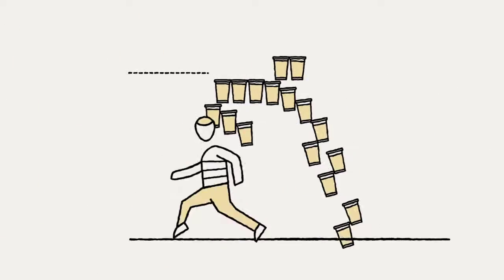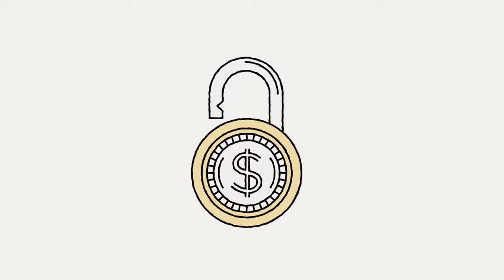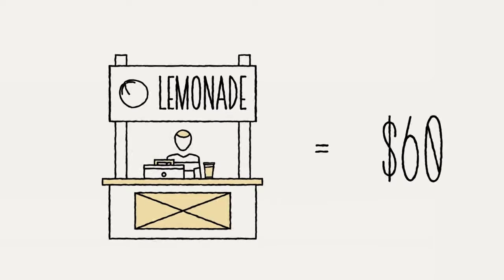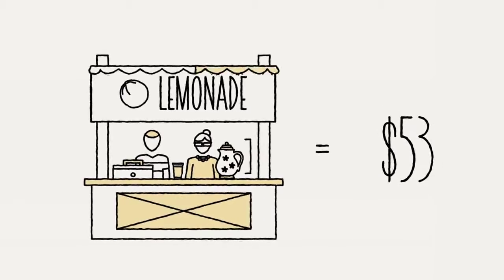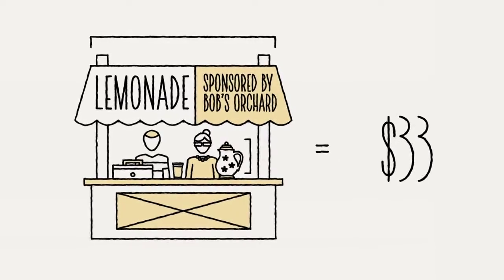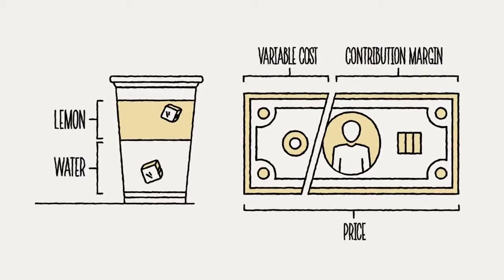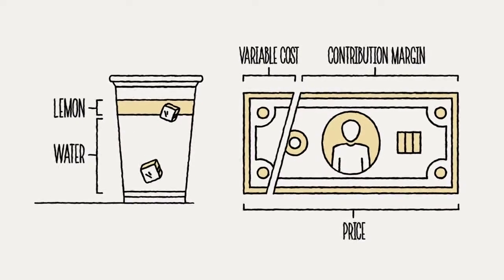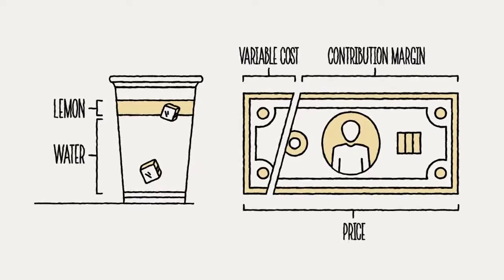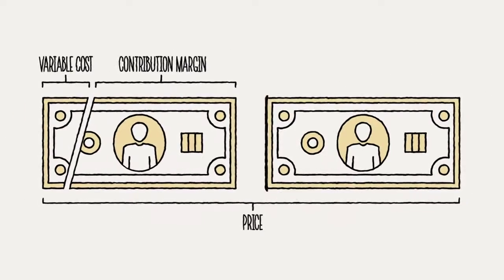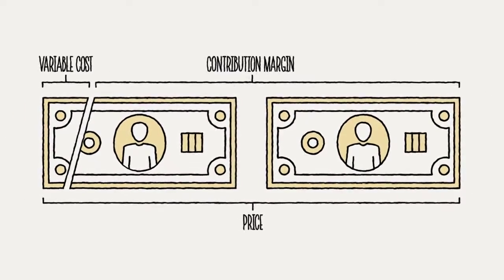Maybe you decide it's unrealistic to sell 93 cups of lemonade. You could lower your break-even volume by reducing your fixed costs. Maybe you borrow a pitcher from Granny, or you get the local orchard to sponsor your banner. Or you could lower your break-even volume by increasing your contribution margin by decreasing variable costs. That could mean increasing the ratio of water to lemonade. Or you could just raise the price and thus increase your contribution margin.